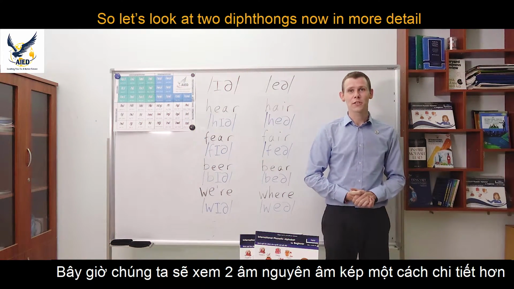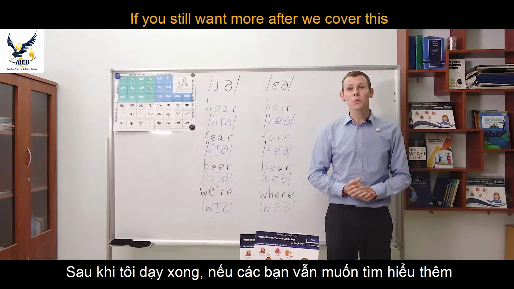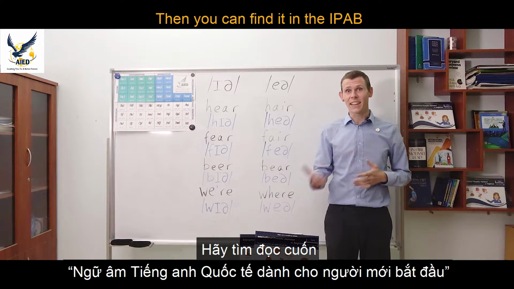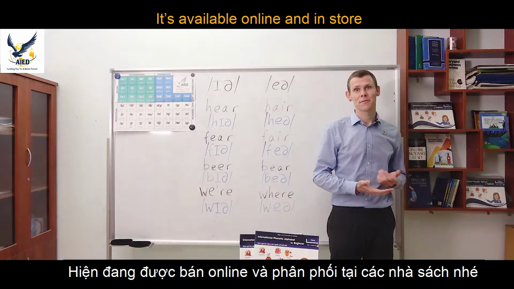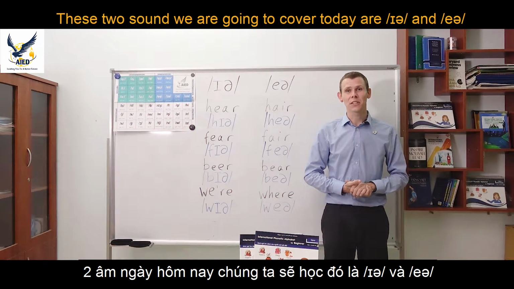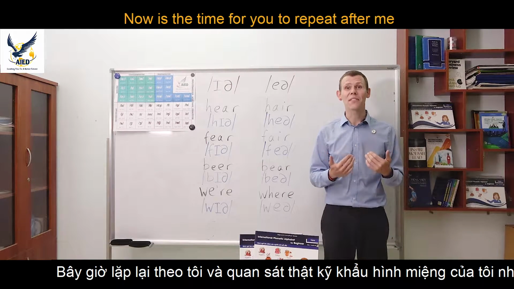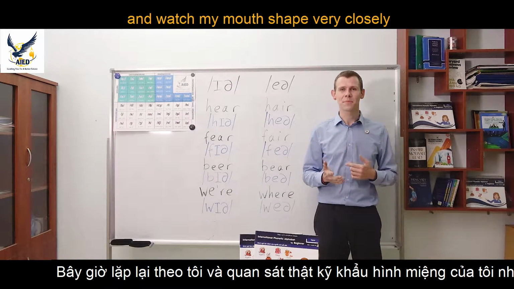So let's look at 2 diphthongs now in more detail. If you still want more after we've covered these, then you can find it in the IPA book. It's available online and in stores. The 2 sounds we're going to cover today are ear and air. Now is the time for you to repeat after me and watch my mouth shape very closely.